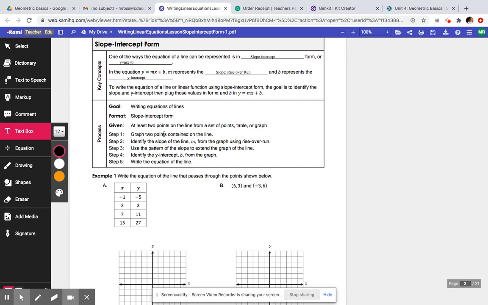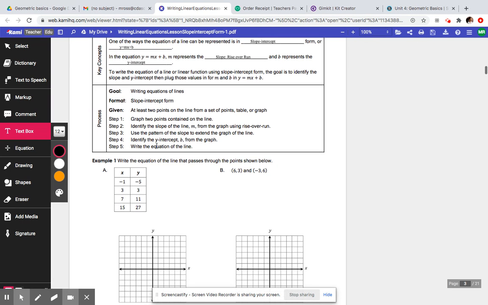Step 1, graph 2 points contained on the line. Step 2, identify the slope of the line, m, from the graph using rise over run. Step 3, use the pattern of the slope to extend the graph up the line. Step 4, identify the y-intercept, b, from the graph, which is the point where the line crosses the y-axis. And step 5, write the equation of the line.